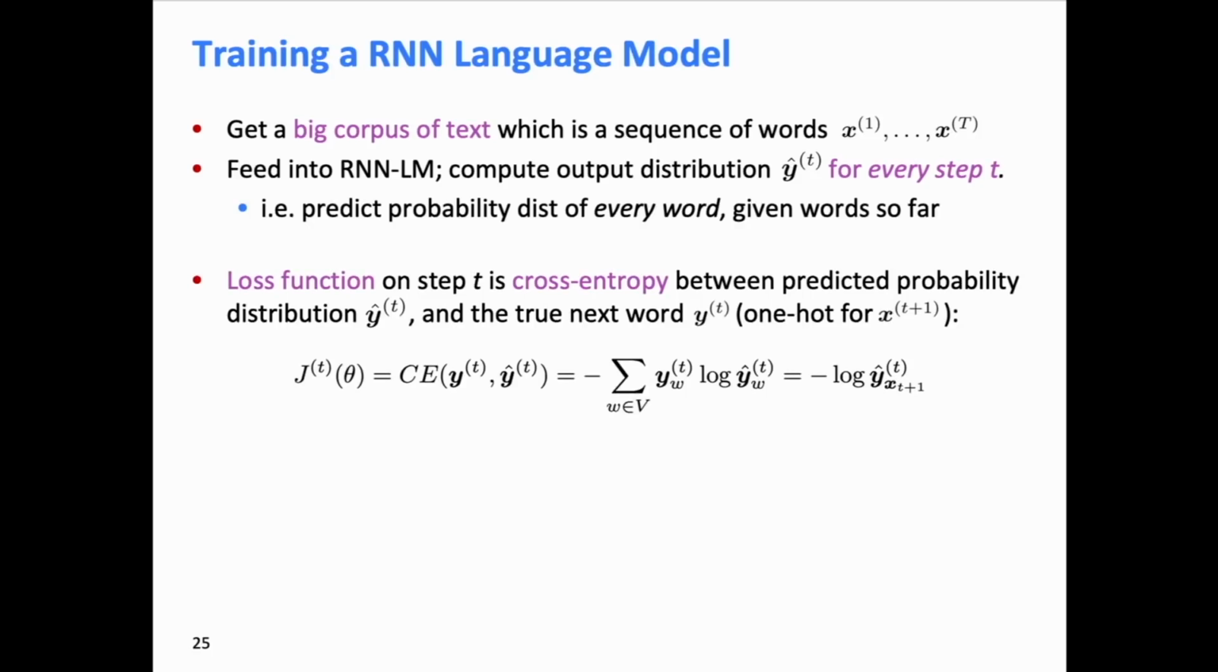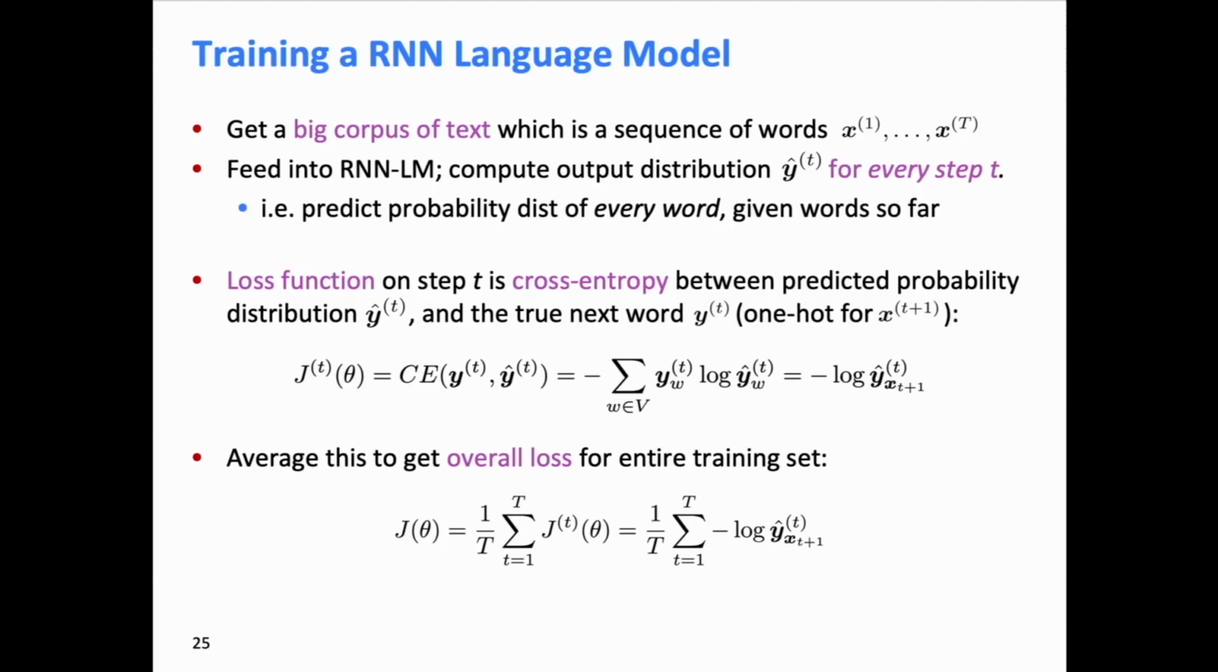Okay, so once you've done that, then you can define the loss function, and this should be familiar to you by now. This is the cross entropy between our predicted probability distribution y hat t and the true distribution, which is just yt, a one-hot vector representing the true next word, which is xt plus 1. As you've seen before, this cross entropy between those two vectors can also be written as a negative log probability. And then lastly, if you average this cross-entropy loss across every step t in the corpus, this gives you your overall loss for the entire training set.